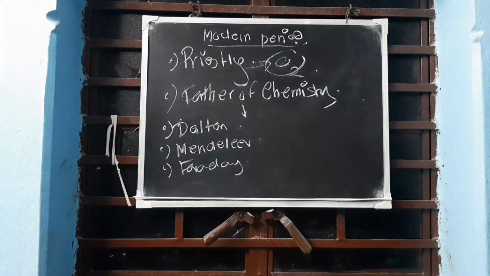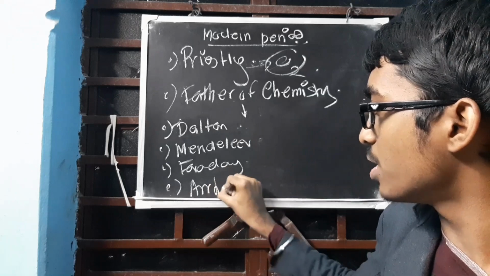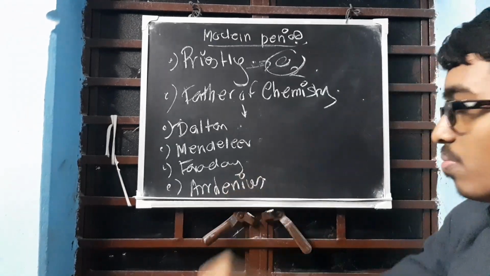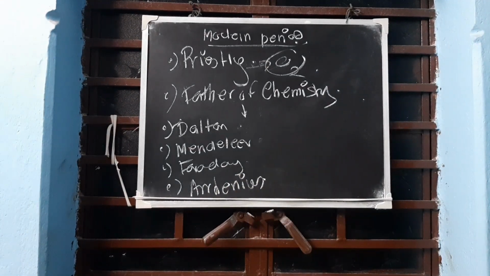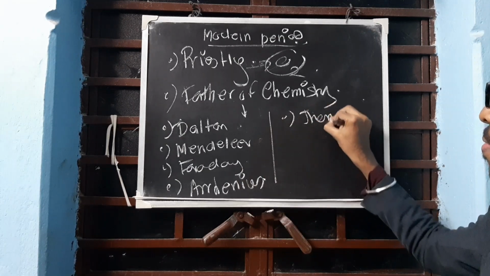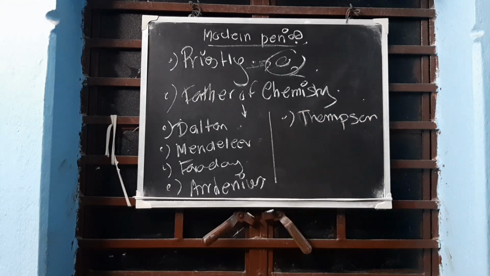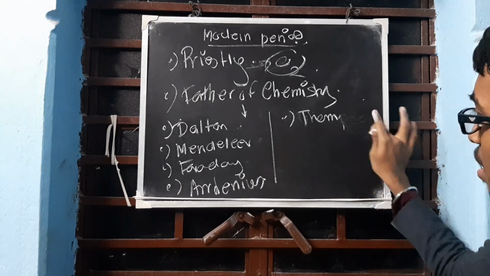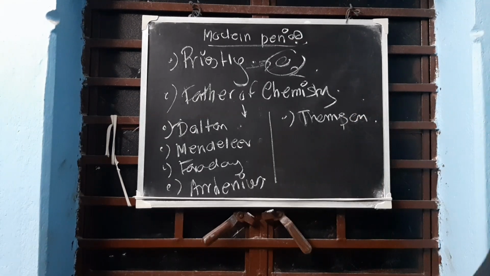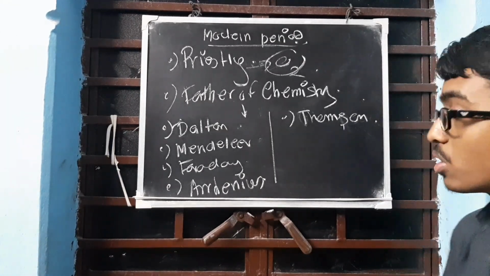Then we come to see Arrhenius. I have not written in order. Arrhenius proposed his theory of electrolytic dissociation. Then we come to see Thomson, J.J. Thomson. I'm not sure about the spelling, but I don't think it consists of a P. Let's write like this. Thomson, clear? What did he do? He found out the subatomic particle electron.